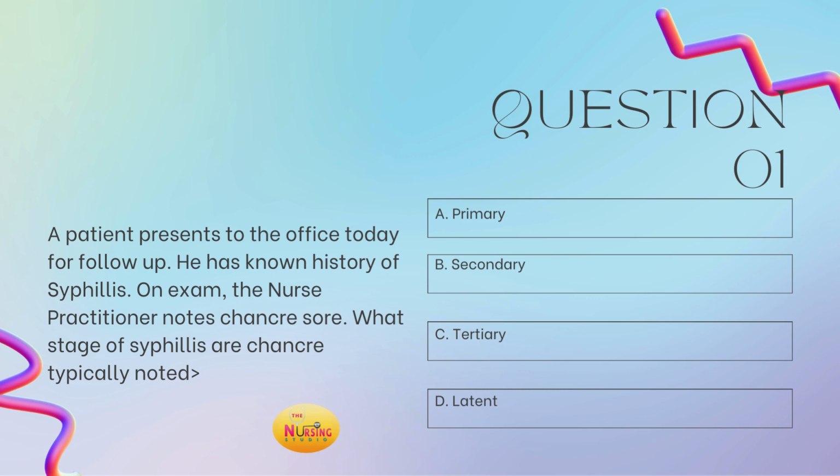Again, a patient presents to the office today for follow-up. He has a known history of syphilis. On exam, the nurse practitioner notes a chancre sore. What stage of syphilis are chancres typically noted? Tell me what you got in the comments, you guys.